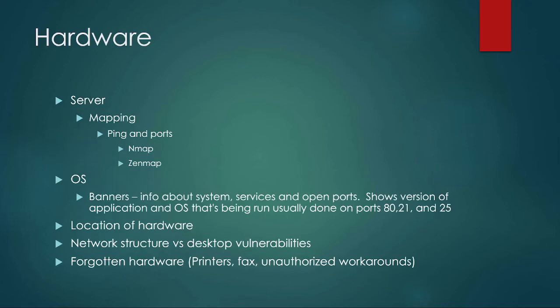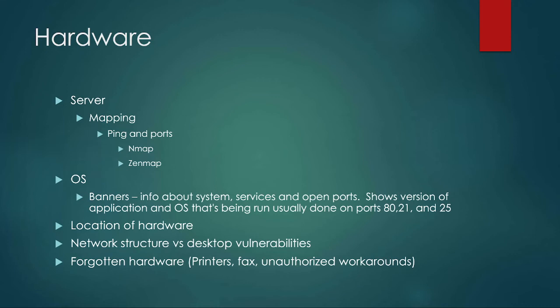So next we can start looking at hardware. We might end up wanting to, for example, look at servers. Maybe we want to map our servers, so we want to ping the server. Is it actually up and running? We want to check the ports, which ports are open. So we might end up using tools such as Nmap or Zenmap. Please do not actually use these except under supervision in class. They can actually be dangerous and there are some things that can go wrong with them.